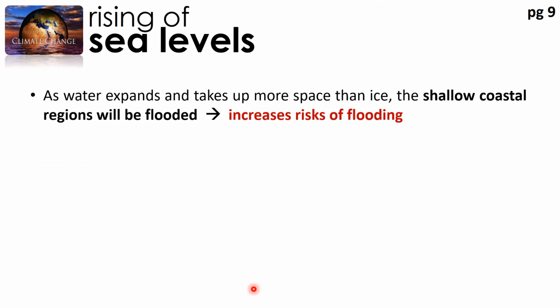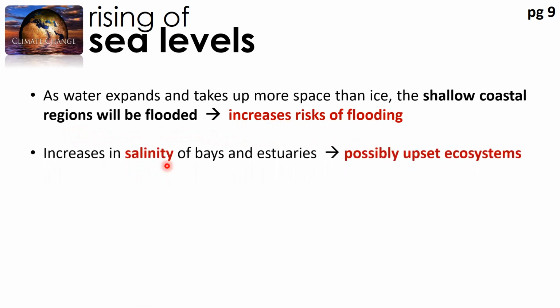Now, this has an after effect, and that is the rising of sea levels. As all of that land ice melts, it will go into the sea. And as water expands and takes up more space than ice, shallow coastal regions especially will be flooded. There will be increased risk of flooding. This may increase salinity of bays and estuaries and possibly upset ecosystems.